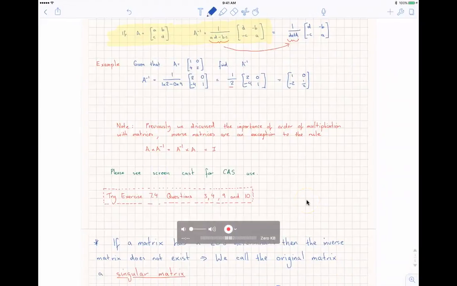So pause again. Try the questions that are related to inverses. That's just questions 3 and 4 and 9 and 10.